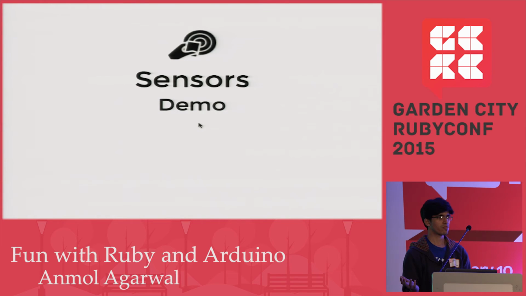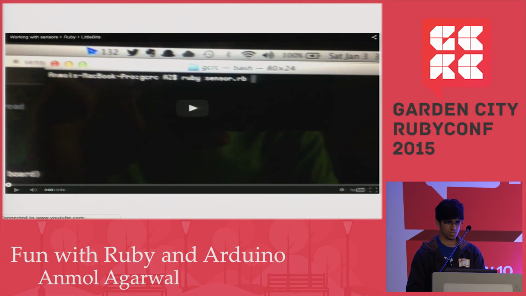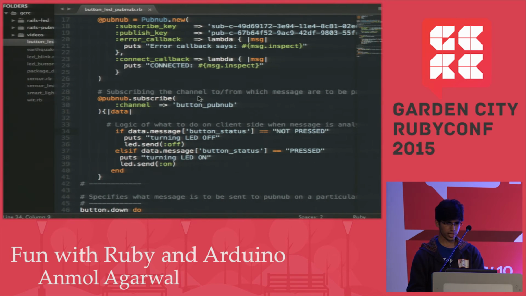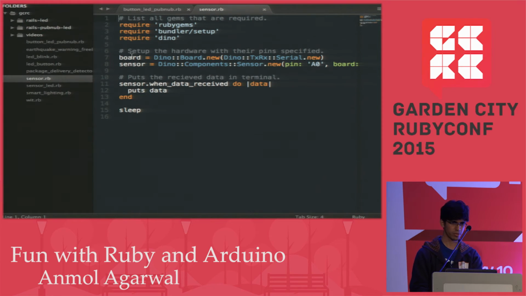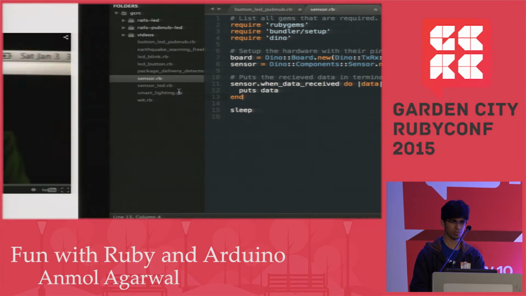But the world is not just full of LEDs. We have to interact with the environment somehow, and that's where sensors come into play. Looking at the code for sensors, again it's very simple. We define the board, then define the sensor. The sensor has just one method on it, data received, because the purpose of all sensors is to receive data, whether it's humidity, temperature, motion or anything. We call this method, and whatever data we get, we put back on the terminal.